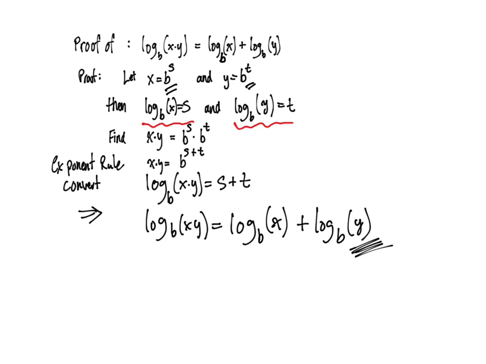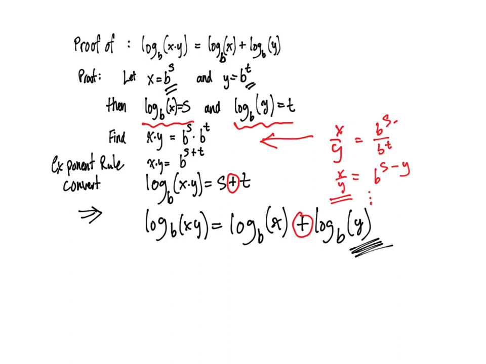Now, it's similar if we wanted to prove the rule for log base b of x divided by y. The only change is that we take x times y equals b to the s times b to the t and write it as a division. So x divided by y is b to the s divided by b to the t. That gives us x over y equals b to the s minus t, and the steps would be the same. Converted into log form, we would just have a subtraction here instead of an addition. But the proof is pretty similar.